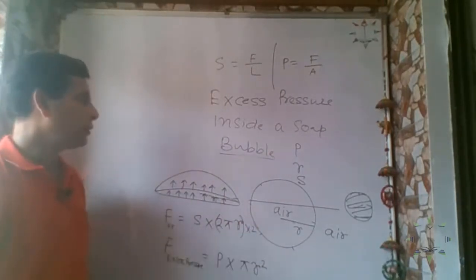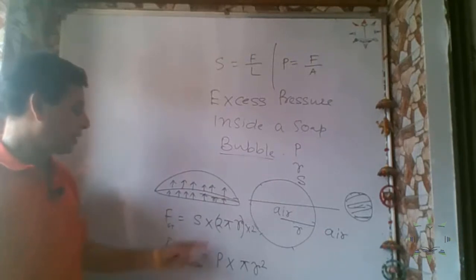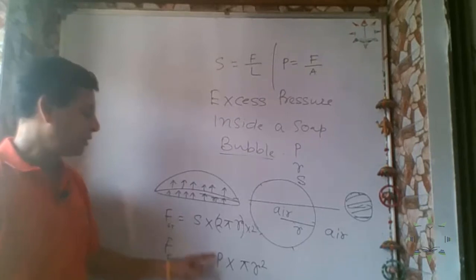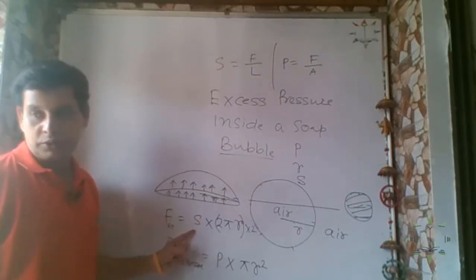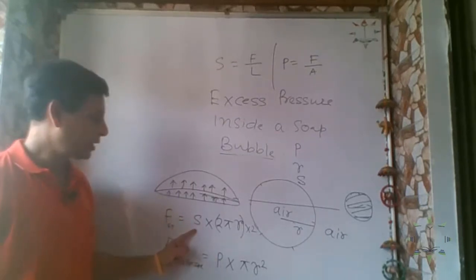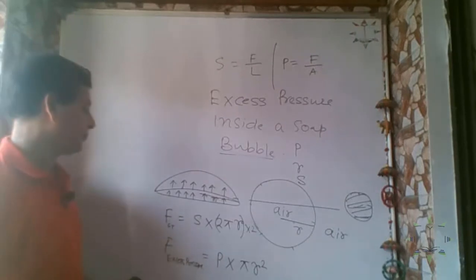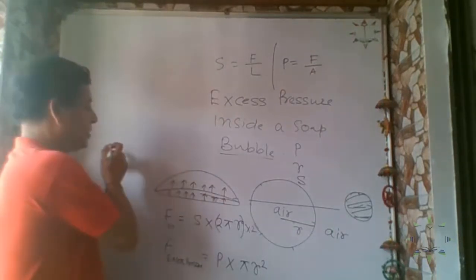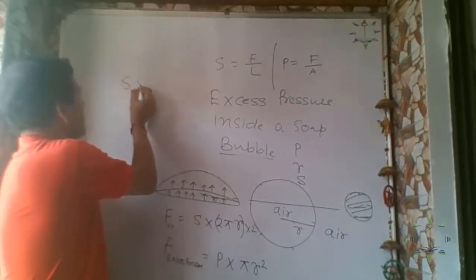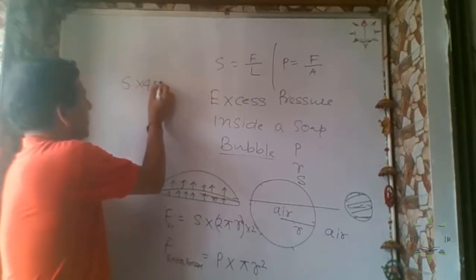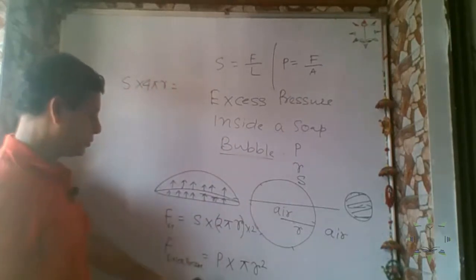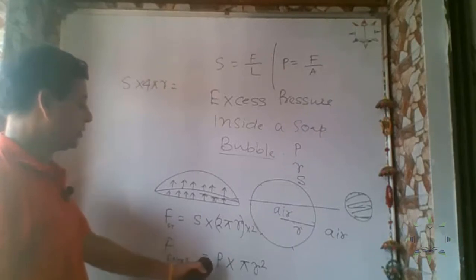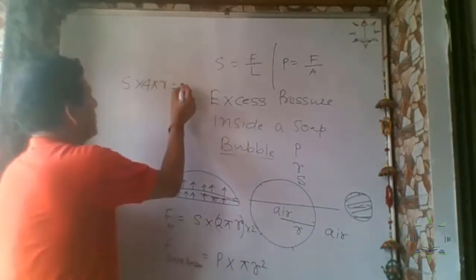Now in a steady state, the force due to excess pressure should be balanced by the force due to surface tension. Correct. So we will equate this: force due to surface tension is S into 4 pi r, and force due to excess pressure equals P into pi r square.